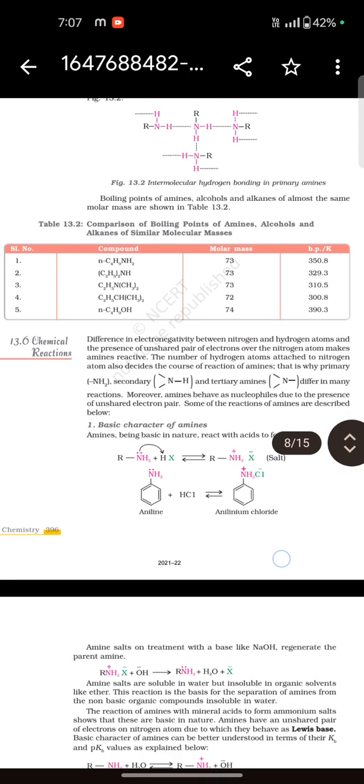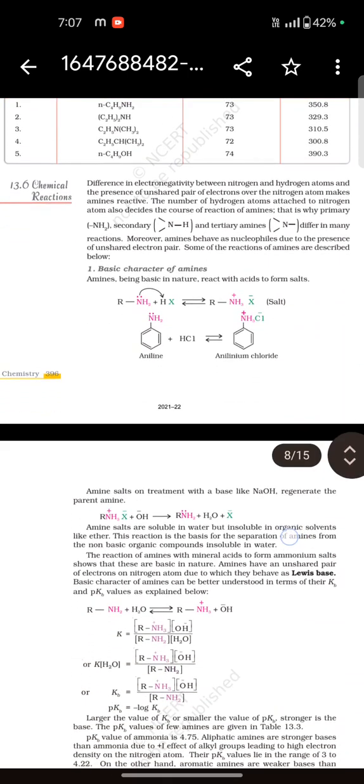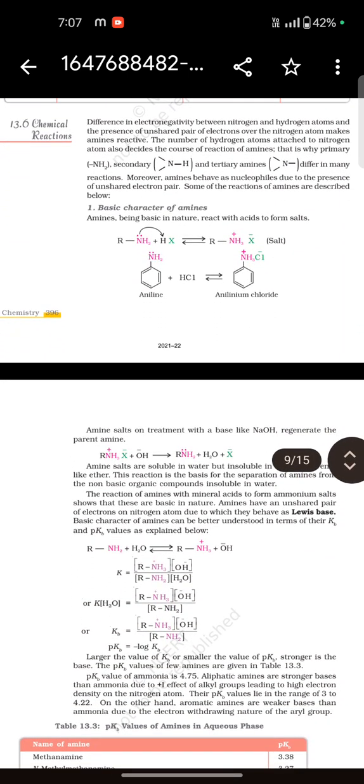Chemical reactions. The difference in electronegativity between nitrogen and hydrogen atoms and the presence of an unshared pair of electrons over the nitrogen atom makes amines reactive. The number of hydrogen atoms attached to the nitrogen atom also decides the course of reaction of amines. That is why primary amine, secondary amine and tertiary amine differ in many reactions. Moreover, amines behave as nucleophiles due to the presence of an unshared pair of electrons. Some of the reactions of the amines are described as follows. Basic character of amines.